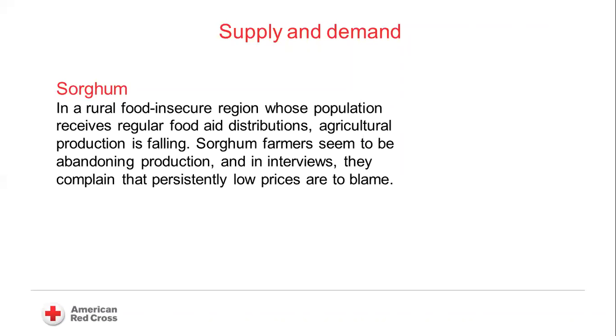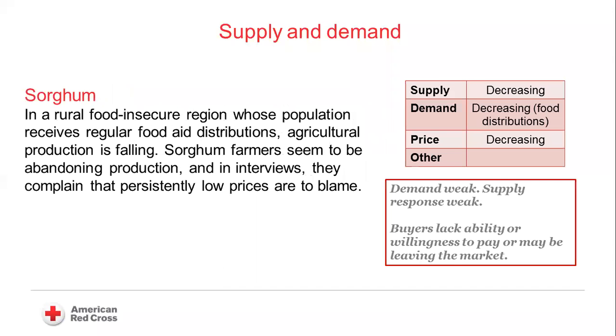So yeah, and what about price? It's decreasing, right? So supply, I made the assumption it's decreasing because they seem to be abandoning production. So supply is decreasing. The demand assumption is that it's decreasing because they're probably getting sorghum through food distribution, and price is decreasing, right? So again, buyers lack ability or willingness to pay, or may be leaving the market, right?